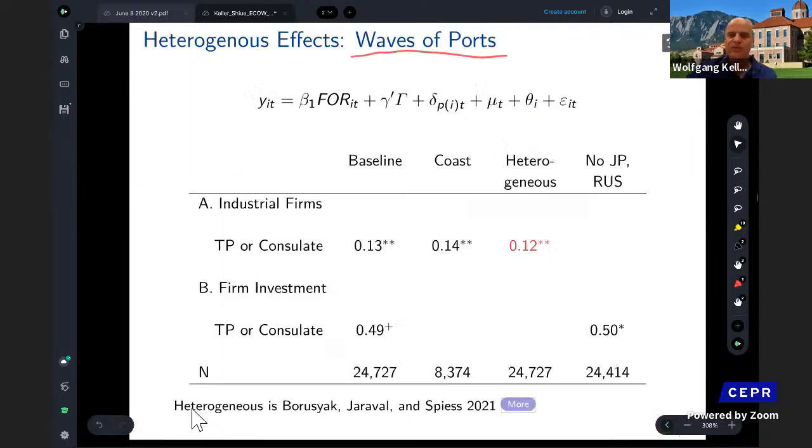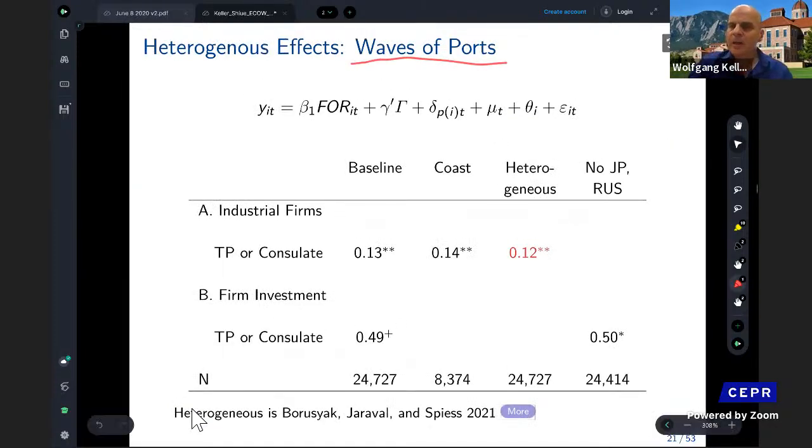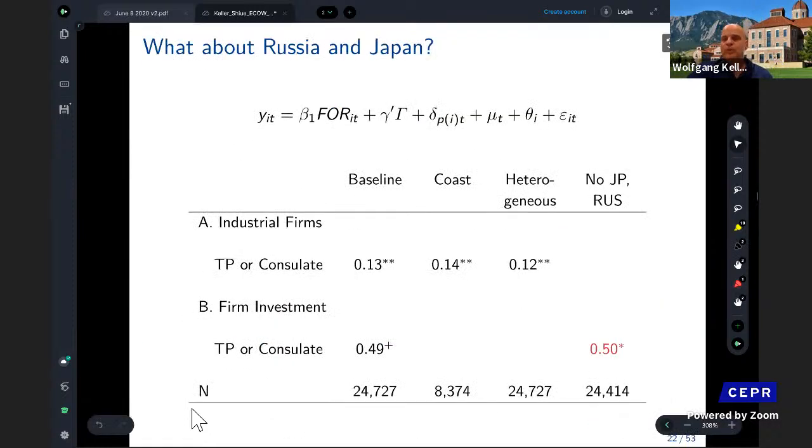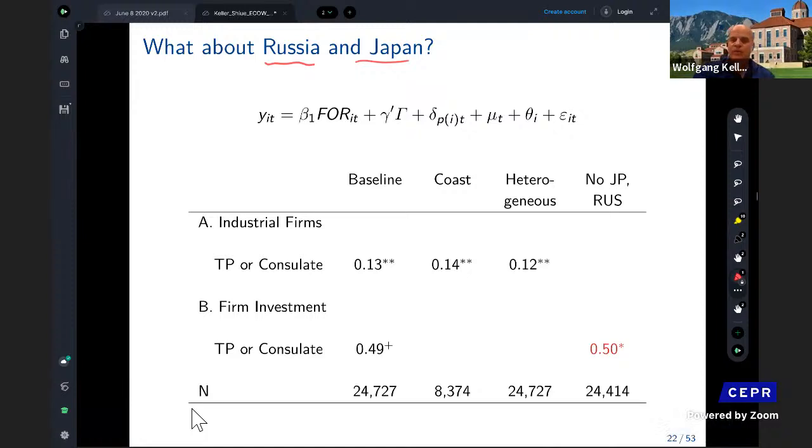So that doesn't matter for us in a big way. Good. So we also have dropped, because we want to know whether this is a Western effect or just a foreign effect, the most important non-Western countries here, which were Russia and Japan. They did not ever first open one of these treaty ports, but they did have their own foreign consulates. But if we're dropping those observations, results, as you see here, do not change very much.